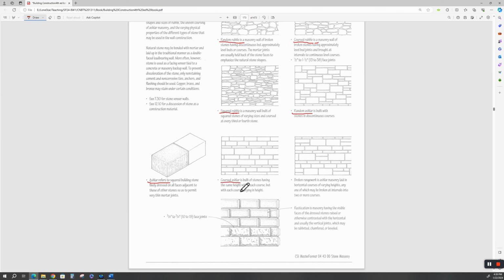Coursed ashlar is built of stones having the same height within each course, but with each course varying in height. So you can have a flat-faced, what we would call a flagstone, and then you have a bigger stone up here.